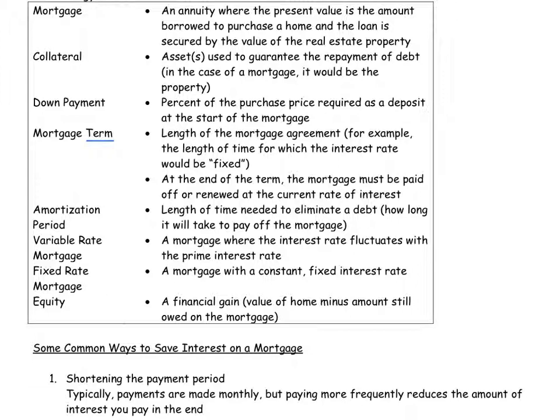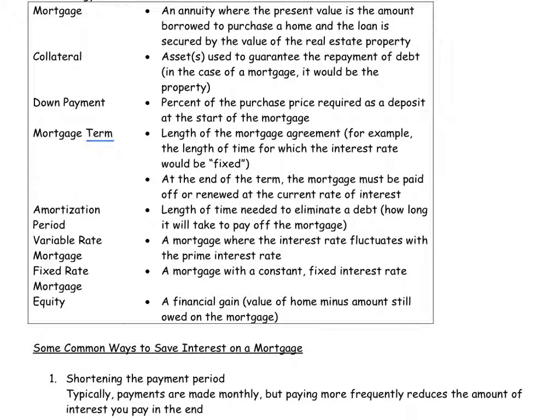As I was saying, the amortization period is the length of time needed to eliminate the whole mortgage, so how long it will take you to pay it off. There are different types of mortgages. A variable rate mortgage is where the interest rate fluctuates with the prime interest rate, which is set by the Bank of Canada. And a fixed rate mortgage is, as it sounds, a mortgage with a constant fixed interest rate.